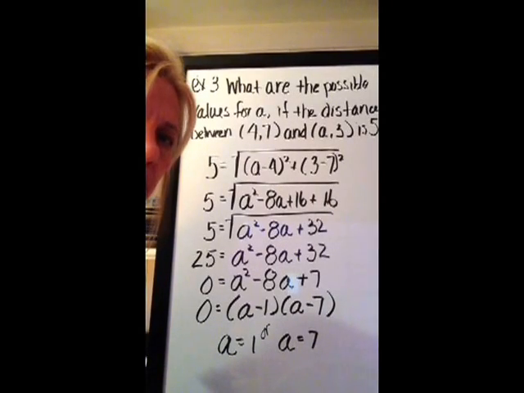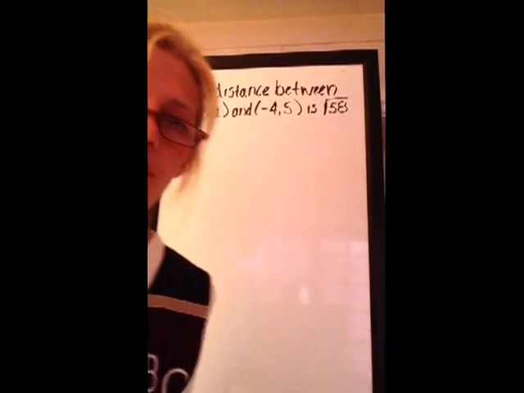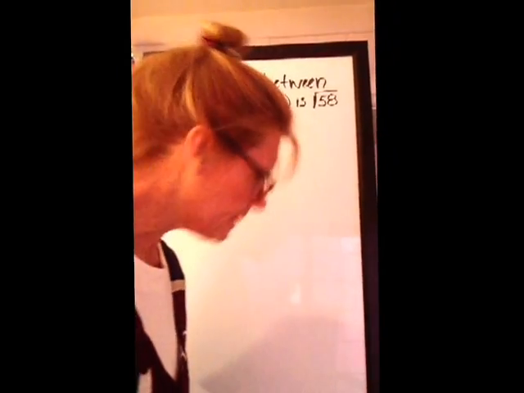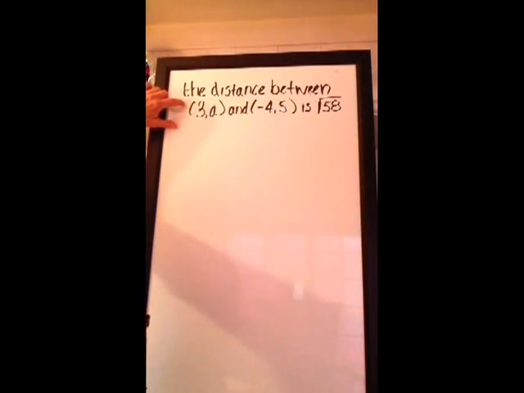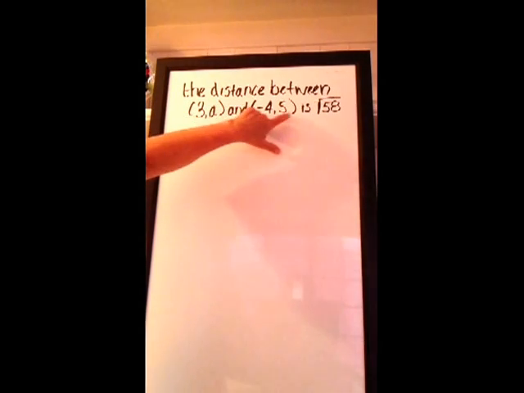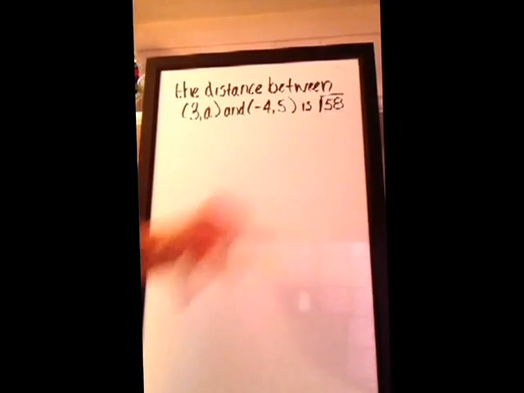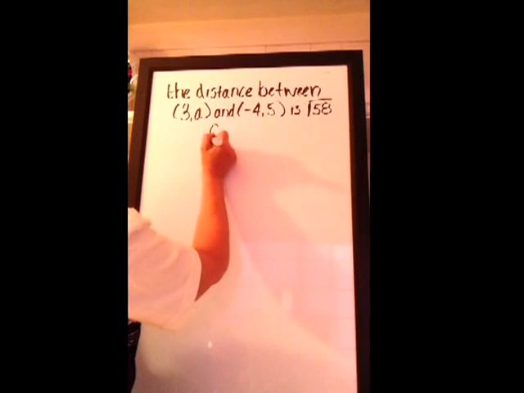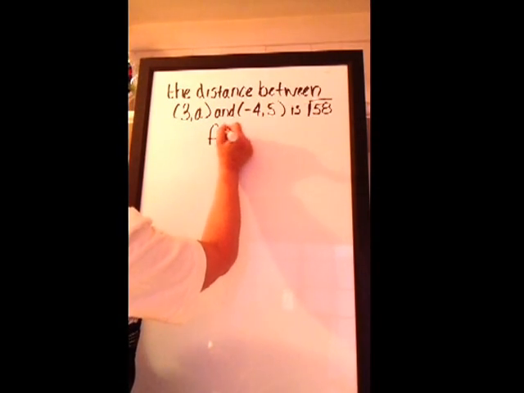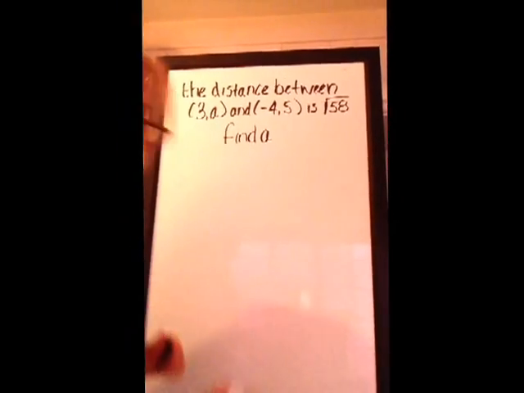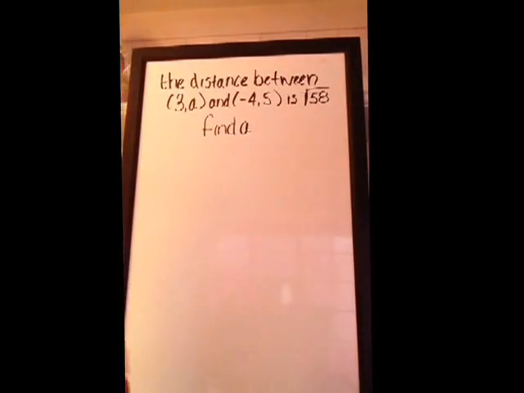Ready to try one on your own? Ready to try problem number 2 on your paper? Here it is. The distance between 3, a and negative 4, 5 is square root of 58. Find a, or the possible values for A. Alrighty, go.